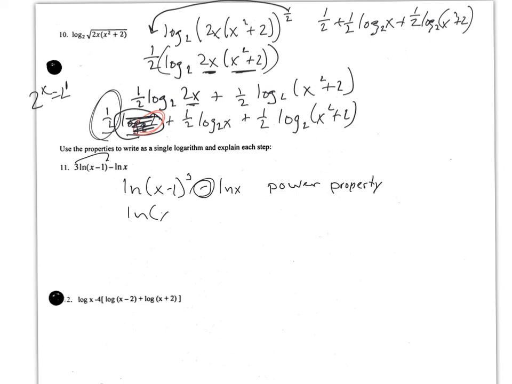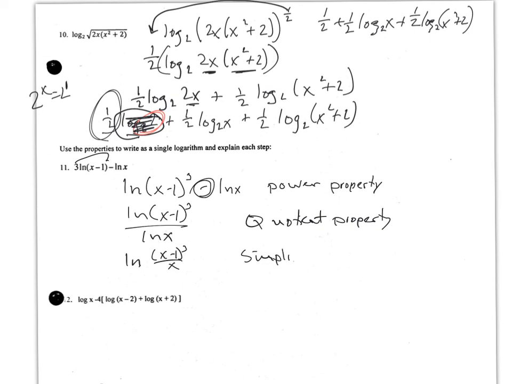Now we have to deal with this. Natural log of x minus 1 to the third on top of the natural log of x. This is the quotient property. If we're dividing or if we're subtracting, subtracting turns into dividing. Now essentially, we don't need the natural log. We only want to write the natural log one time. So we should have the natural log of this fraction, x minus 1 to the third over x. We don't really have a property for this. This is just simplify or write as a single logarithm.